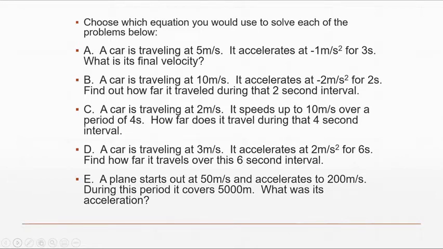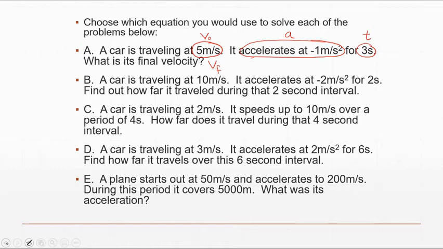A car is traveling at 5 meters per second. It accelerates at -1 meters per second squared for 3 seconds. So I have my v initial, I have an acceleration, and I have a time. What is the final velocity? So I'm trying to find v final. I have v initial, v final, acceleration, and time.